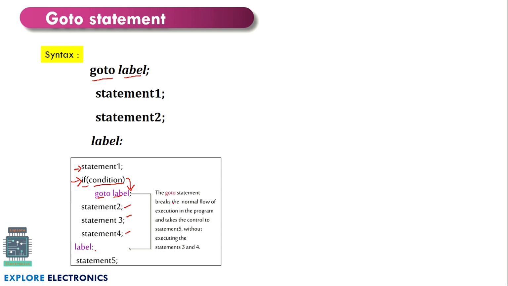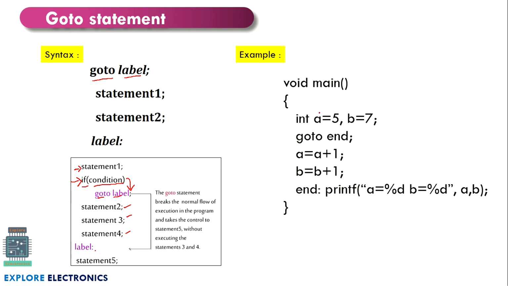Here it is written that the goto statement breaks the normal flow of execution and takes the control to whatever label we have mentioned. This is an example. Here we have declared two variables a and b. We have written goto end. So end is our label. Where in the program end is written, it will jump to there. So the normal flow of execution is controlled using the goto statement. It will directly go to that label and skip the in-between statements. So it will directly come here and print the a and b values.